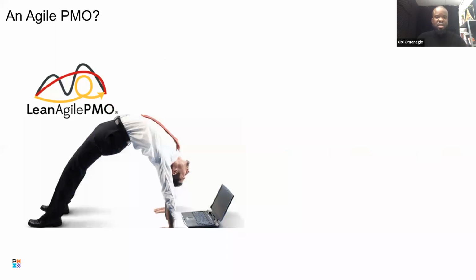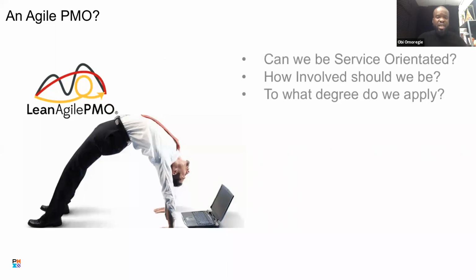Leaders in organizations who are running PMOs are asking themselves, if I'm more service-oriented, does that make me more agile? What can I do and to what level of intensity do I govern? How involved should I be for me to be an agile PMO? So there's a lot of confusion and there's a lot of questions around the concept of being agile.